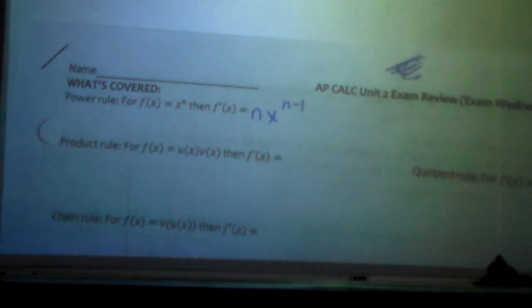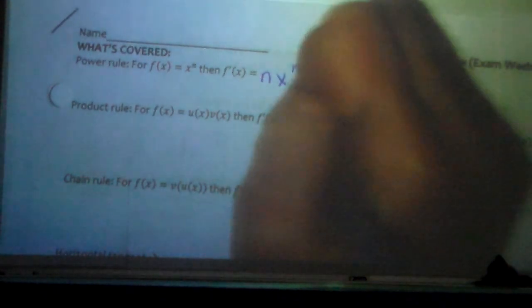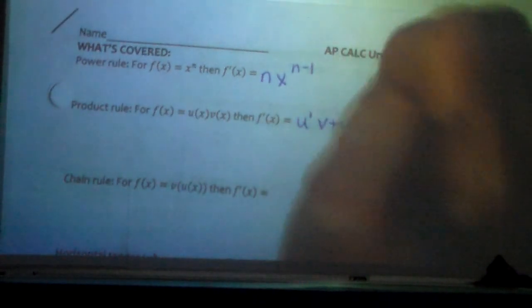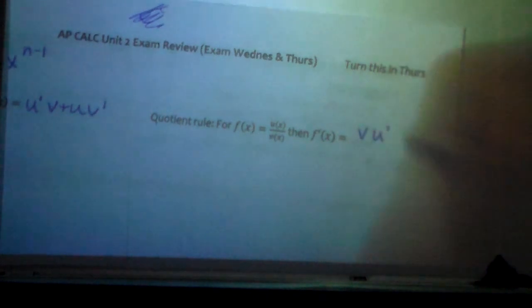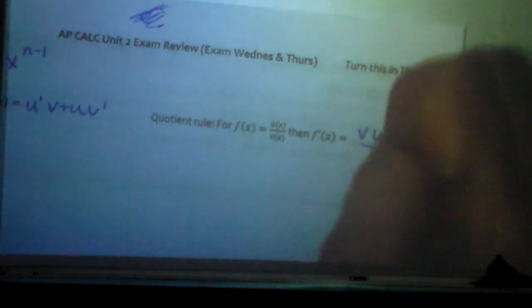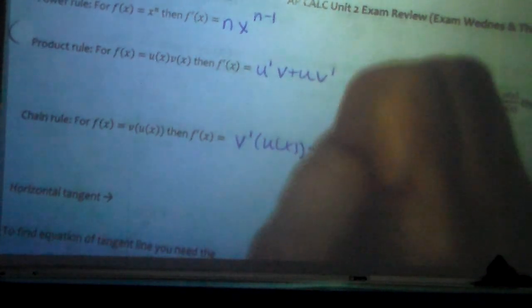Product rule, so when I have two functions multiplying, the derivative is just u prime v plus u v prime. Quotient rule is going to be low d high minus high d low, underneath the low squared, like that. Chain, when I have one function inside of another function, the derivative of the outside, leave the inside alone, then multiply by derivative of the inside.